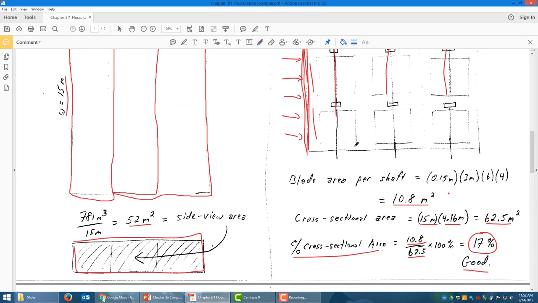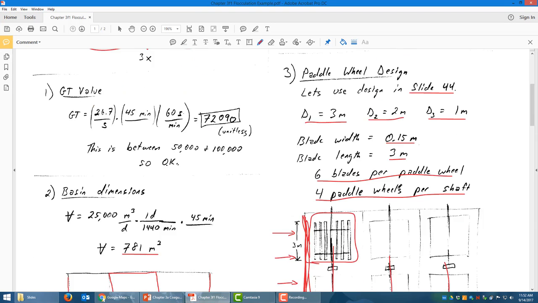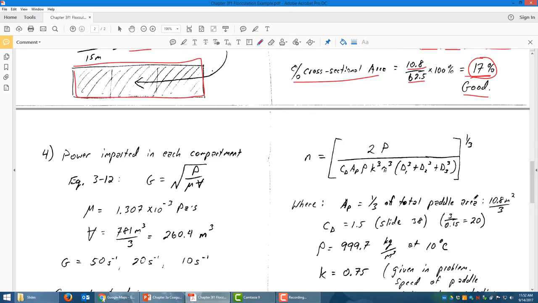In other words, when we go back up here, we are going to get some circular flow of water as this paddle travels around, but we don't want too much. We wouldn't want a paddle that is totally solid, just pushing the water around. We want the water to move through the paddles, and we can assure that by making sure our percent cross-sectional area is somewhat low.